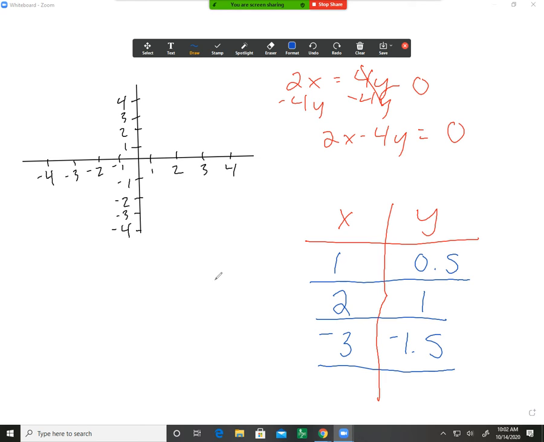1 on the x, and then 0.5 on the y. Yeah. So each of these rows is a point on the graph. So the point (1, 0.5), that's about there. You go 1 on the x value, 0.5 on the y. Then this is the point (2, 1), so 2 on the x, 1 on the y. And then this is the point (-3, -1.5), so we go negative 3 on the x, negative 1.5 on the y.